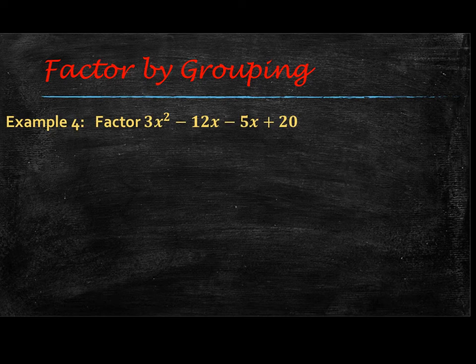Now on this particular one, this is something you have not seen before, so let me point this out. When you group those first two terms together, so we've grouped 3x squared minus 12x, great. But when you group together the last two terms, you have that minus sign there, and so what I want you to do is change it to a plus sign, and then put that negative up there with the 5x.